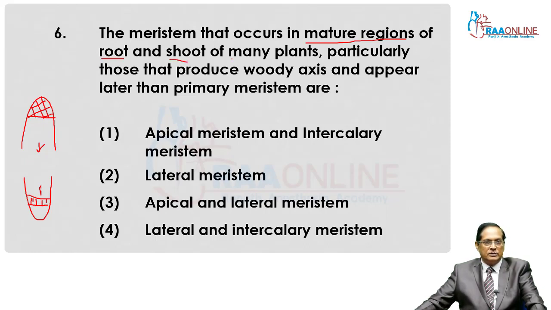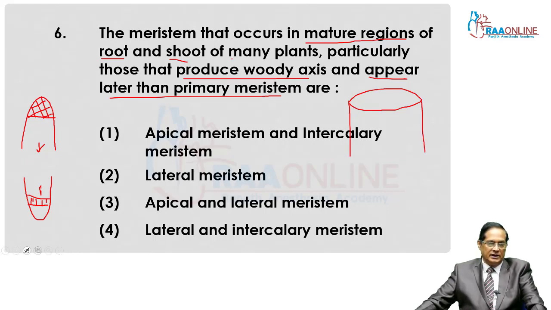Many plants, particularly those that produce woody axis, woody means xylem-containing axis, appear later than primary meristem. First of all, that is secondary meristem. I mean to say, if we take the transverse section of these plants, then this question is indicating about this particular meristem that is located laterally in the plant body.